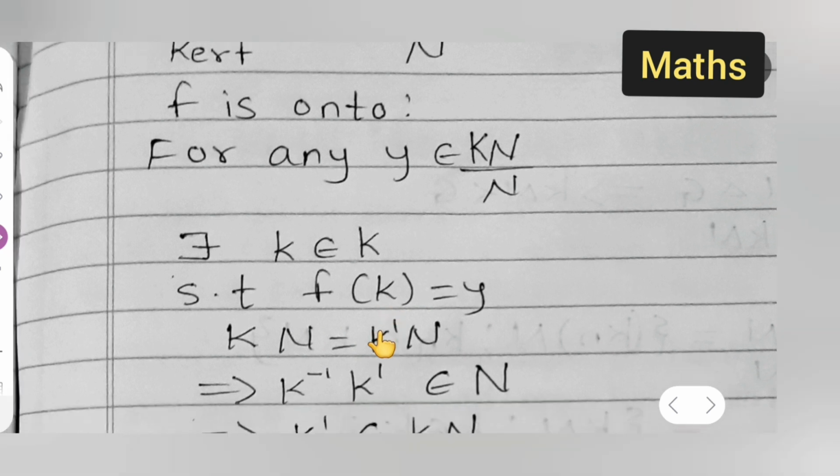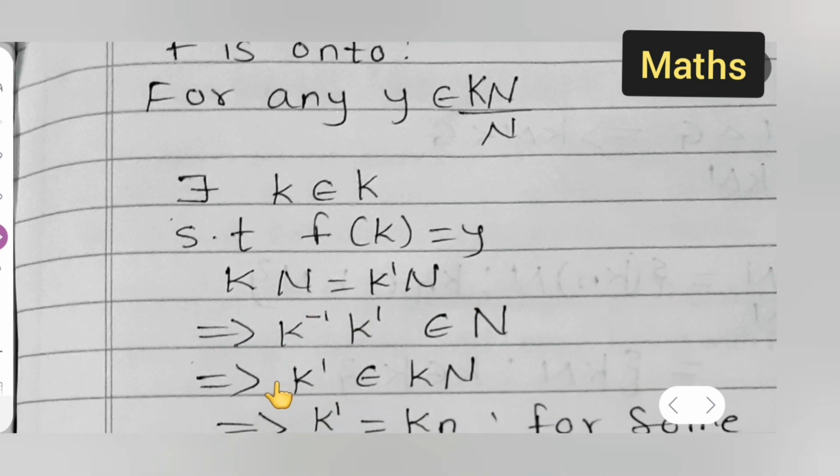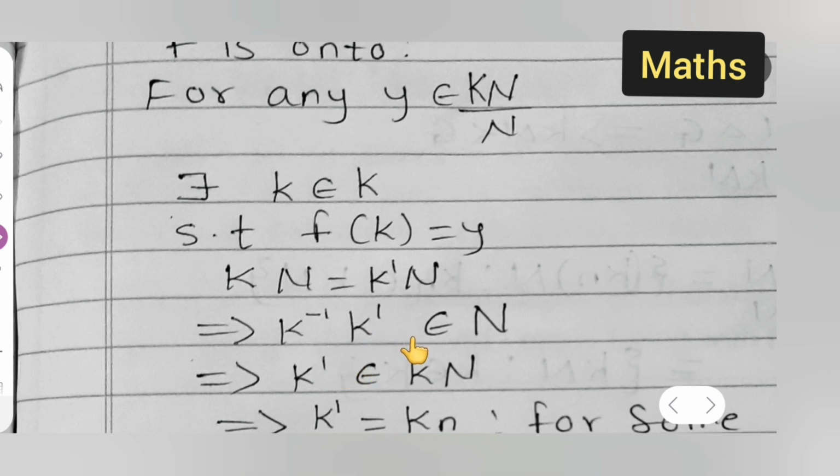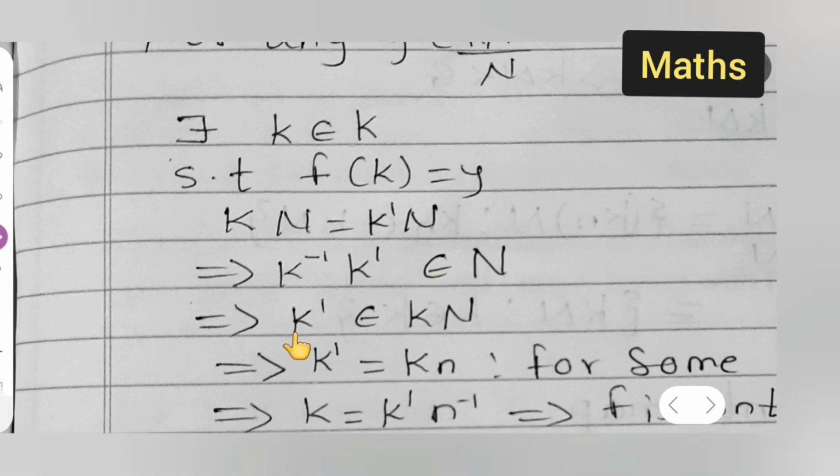So f of k is nothing but kN, which is equal to k dash N. Now this implies that, what I have done over here is I have taken this k to the other side. So k inverse k dash belongs to N. Now this implies that this k dash belongs to kN. So k inverse, I have taken it towards the right side, so the inverse will go. Now this implies that k dash is equal to small kn.